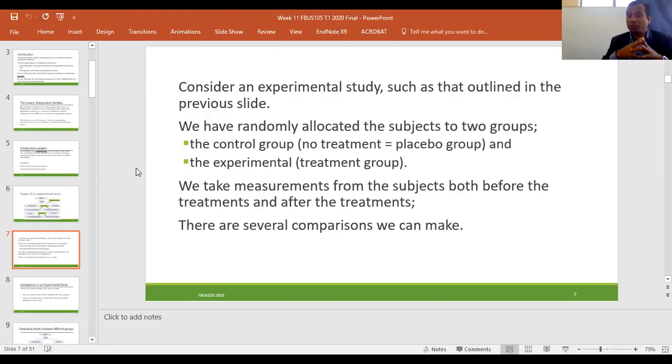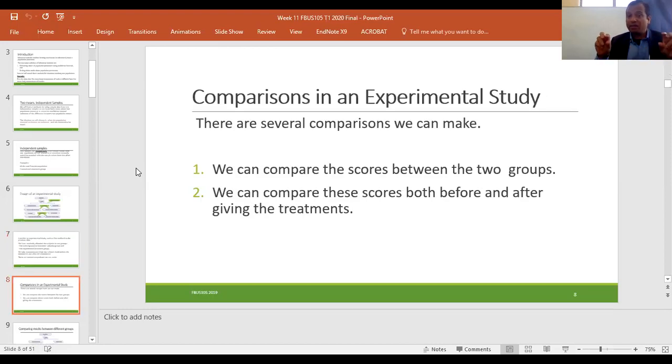And we take the measurement from both groups before and after the treatment. So there could be several comparisons. As I said, we can compare the scores between the two groups, and we can compare these scores both before and after the treatment. So that's what I was telling, two possibilities there, before and after the treatment. But in this case, we are treating this experimental setting as independent groups. There is no kind of correlation between the treatment group and the regular group.